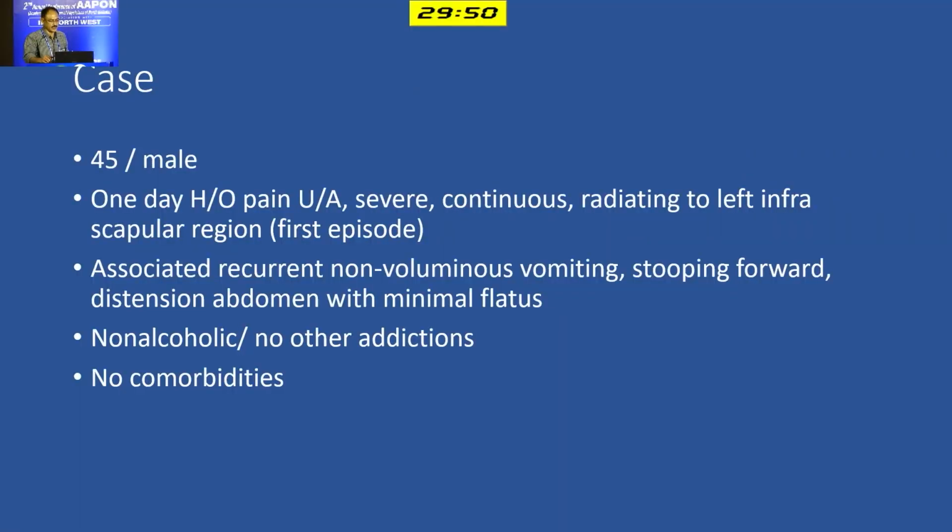Good evening, everybody. We'll try to make it as short and as informative as possible. We have 4 panelists. I will be asking questions to each of them and we'll try to highlight whatever they answer. So the first case is a 45-year-old male patient. First day, history of severe, continuous abdominal pain radiating to the left infrascapular region. This is the first episode of pain. Recurrent non-voluminous vomiting, stooping forward during pain, distension of the abdomen, minimal flatus. He is a non-alcoholic without any addictions and there are no comorbidities.